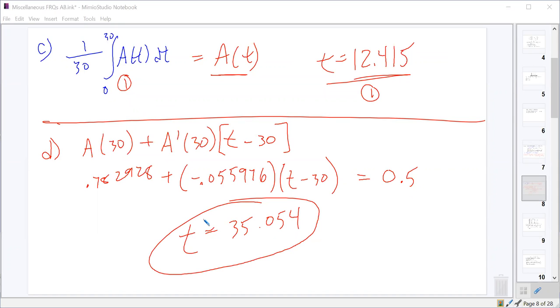And that was worth 4 points: 2 points for this expression, 1 point for setting it equal to 1/2, and 1 point for getting the answer. Good or no?